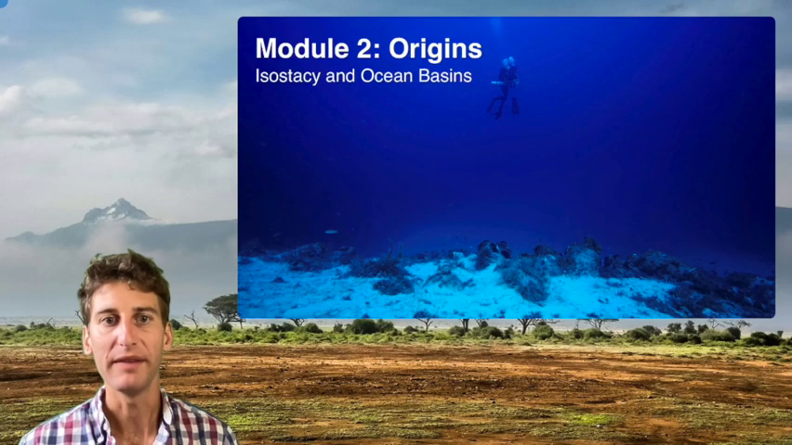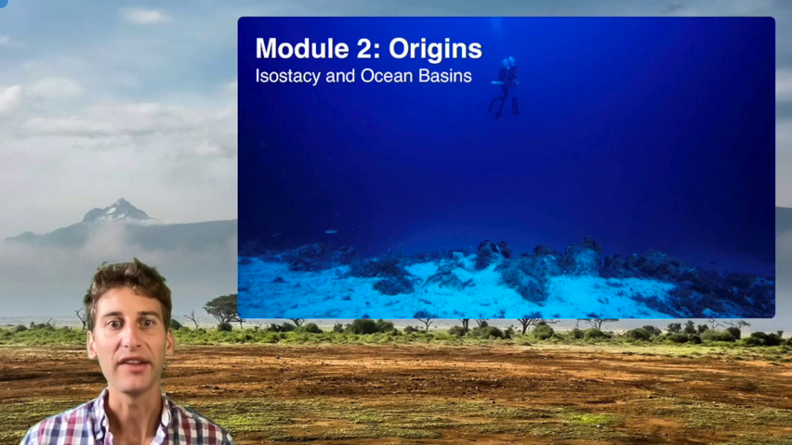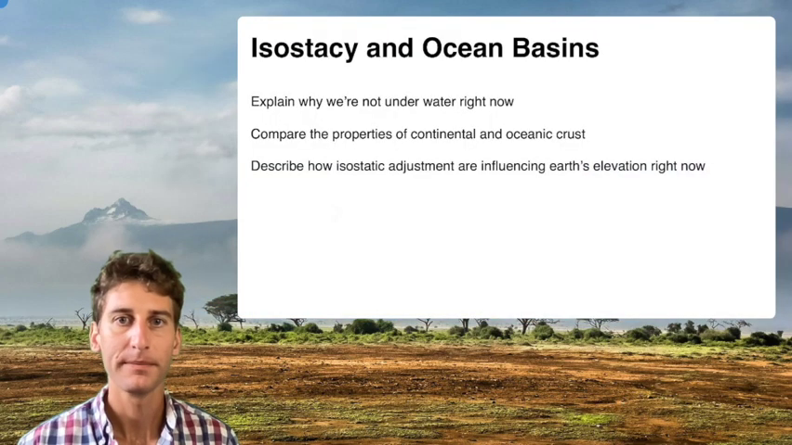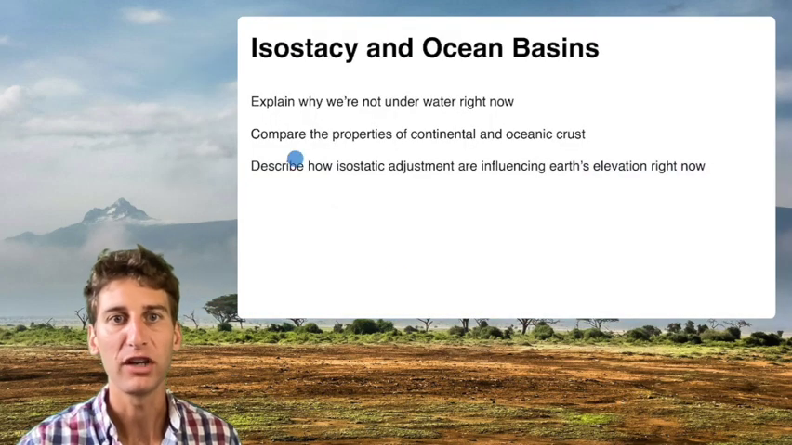All right, so now that we have a sense for the features of the ocean floor, we're going to ask an even more fundamental question. What's going on with the oceans themselves? Why do we have oceans that pool into ocean basins? To look into this, we're going to have to learn about this concept of isostasy. This is going to explain why we're not underwater right now.